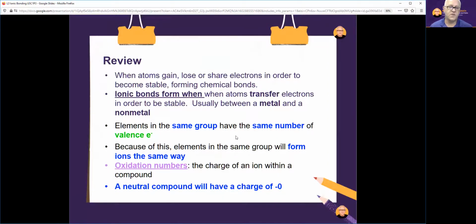So let's review. When atoms gain, lose, or share electrons in order to become stable, they form chemical bonds. Ionic bonds form when atoms transfer electrons in order to become stable, usually between a metal and a nonmetal. Elements in the same group have the same number of valence electrons, and because of this, elements in the same group will form ions in the same way. And the oxidation numbers are the charge of an ion within a compound. And a neutral compound will always end up having a charge of 0.